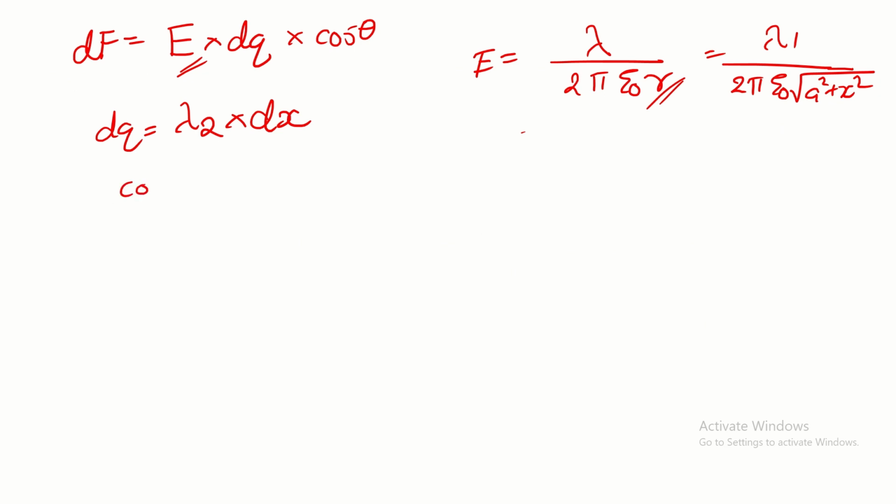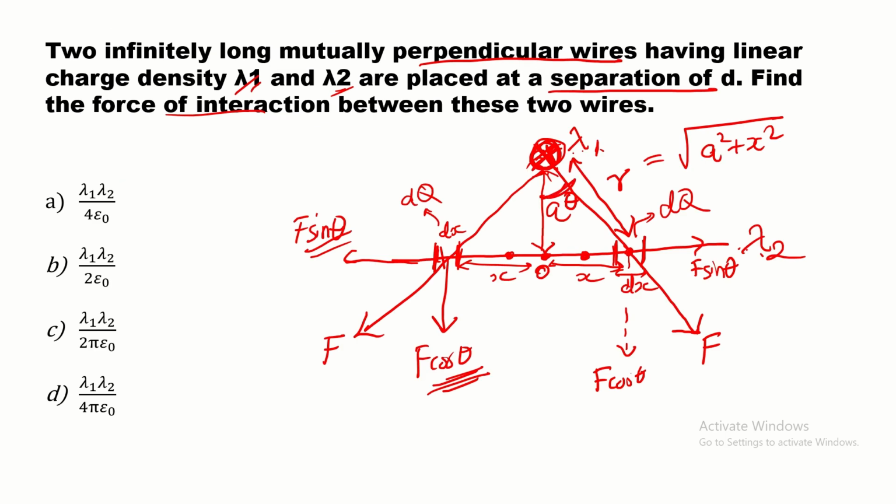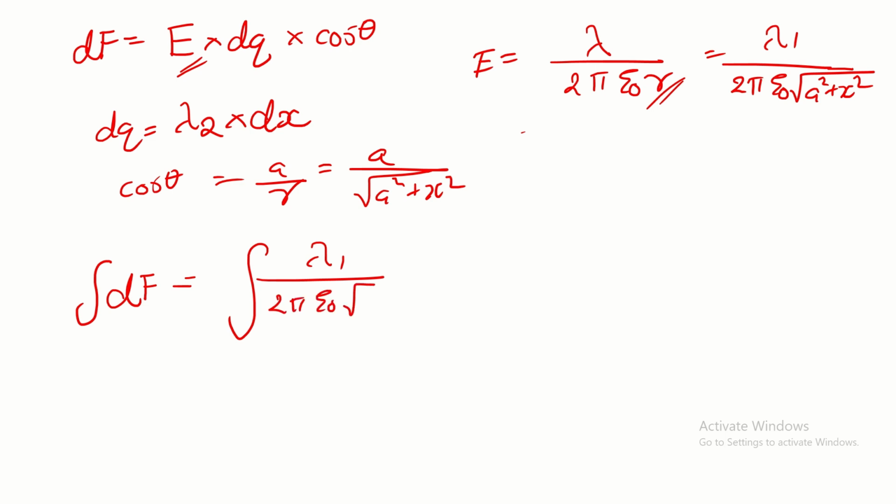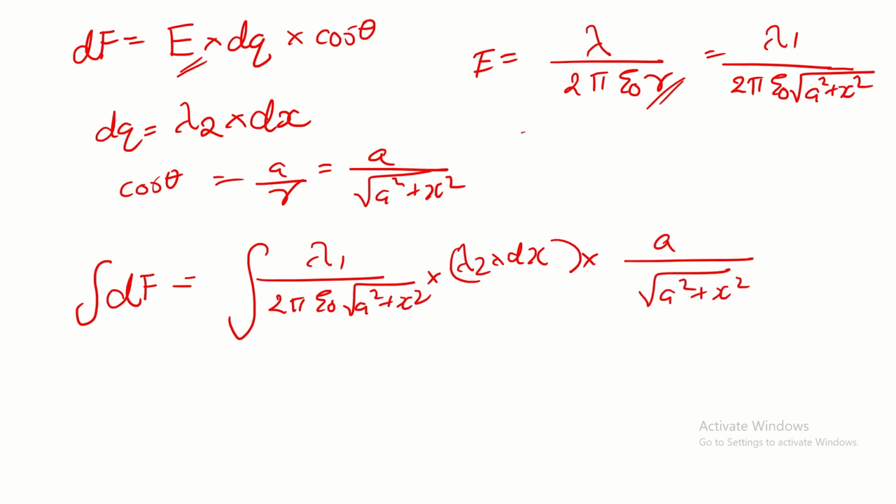And cos theta can be written as, if we look over here, if this is theta, cos theta equal to a by r. Now r we know is root a square plus x square, so a by root a square plus x square. If we replace this in the formula, and we'll also integrate together, integral dF is equal to integral E, which would be lambda 1 by 2 pi epsilon naught into root a square plus x square, into dq, which is lambda 2 into dx, into cos theta, which is a by root a square plus x square.